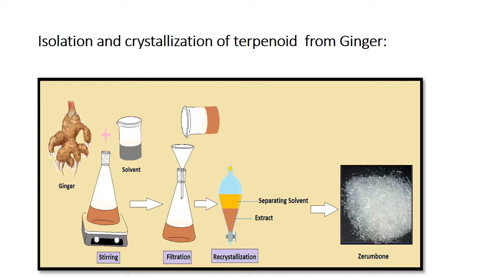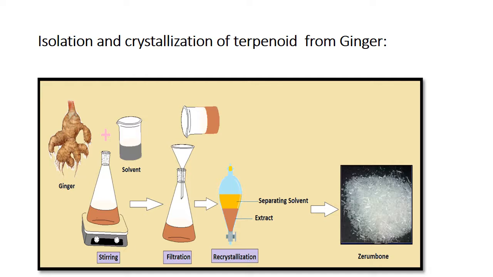In ginger, the solvent is added, as we have seen, that is a polar solvent like alcohol or pet ether. The large pieces of ginger are crushed into smaller pieces, and then the solvent is added. This mixture is kept on the hot plate or stirrer and allowed to stir. The mixture gets thoroughly mixed, and then the next step is filtration.